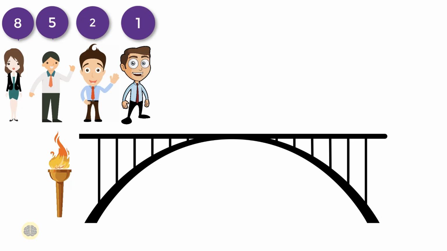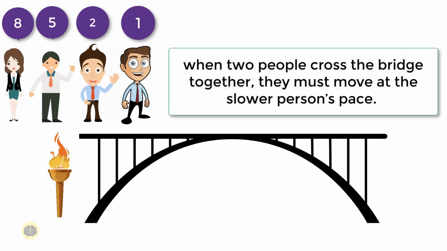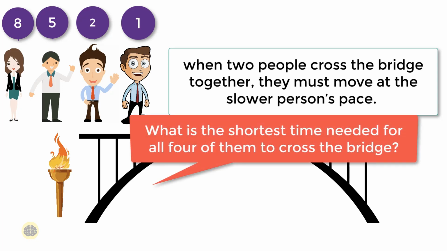As I have already told, there is only one torch with them and the bridge cannot be crossed without the torch. There cannot be more than two persons on the bridge at any time, and when two people cross the bridge together, they must move at the slower person's pace. The question here is, what is the shortest time needed for all four of them to cross the bridge?